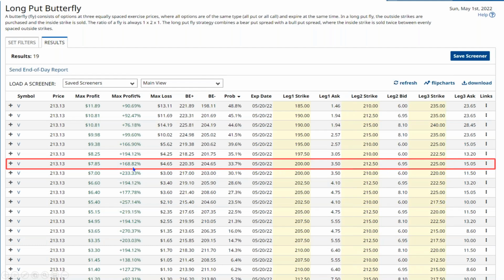Potential profit on this one was 168%, around $7.85. And this was a monthly expiration. Now, let's talk about probability again here. So, do I want a high probability or do I want a low probability? So again, every trade is going to be different.